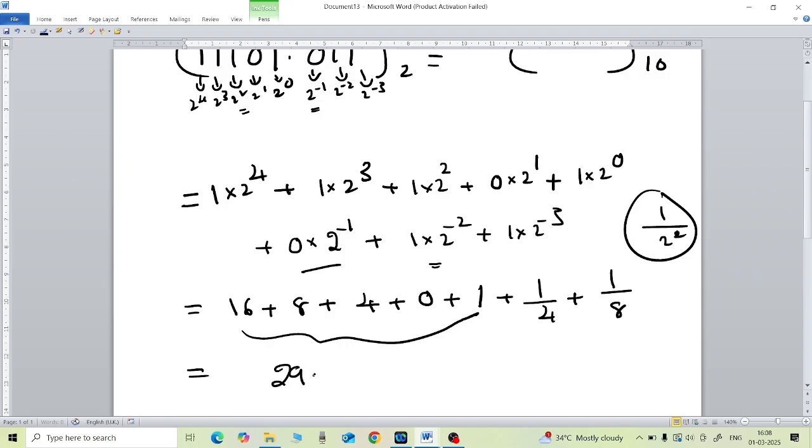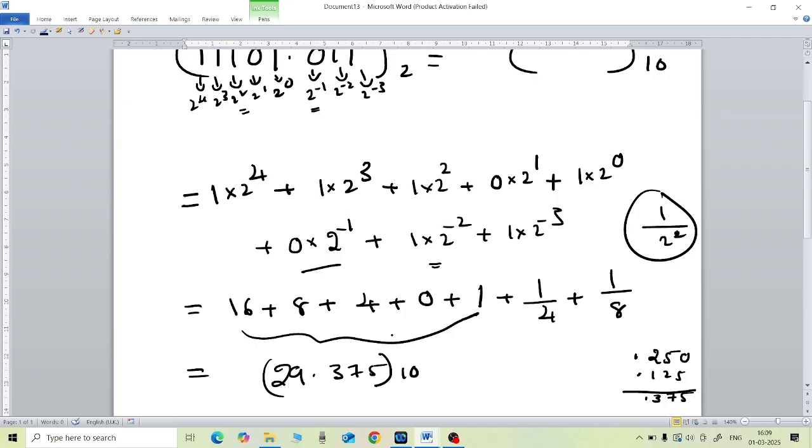Then what about these numbers? 1 divided by 4 is 0.25, we know that. 1 by 8 is 0.125. Appending a 0 does not make any change in the value. So it is 5, 7, 3, so it is 29.375. This is the equivalent decimal number. Hope it is clear for you.